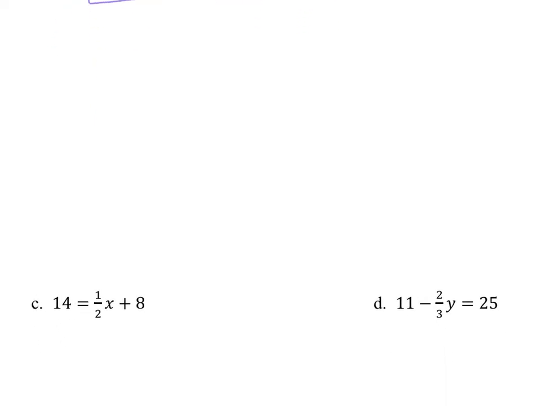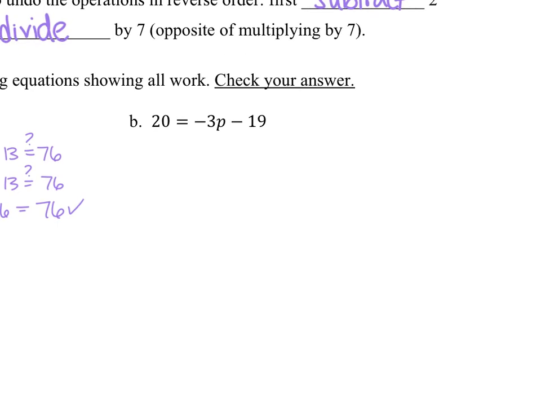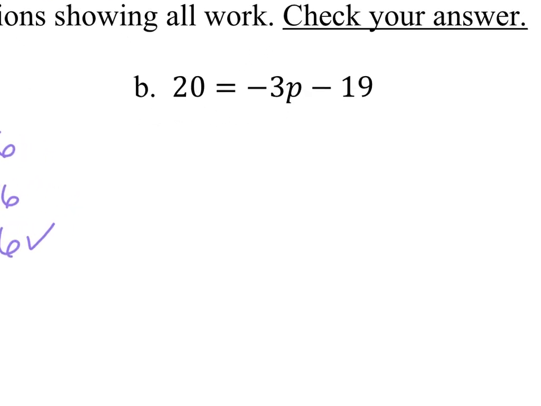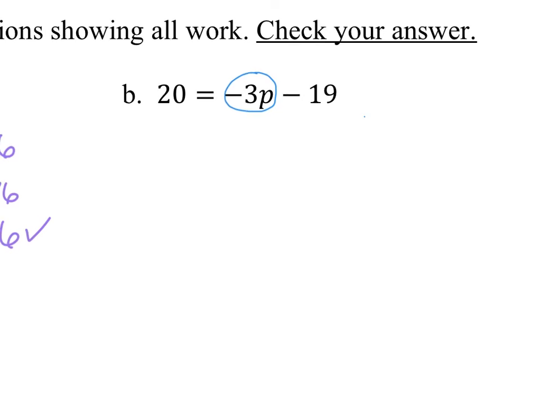Let's go ahead and do this next one, part B. So again, my first step is going to be circling the term with the variable. So I'm going to circle this term with the variable. Now notice that this coefficient is -3 of the variable, of the term with the variable p. The coefficient is a negative number.